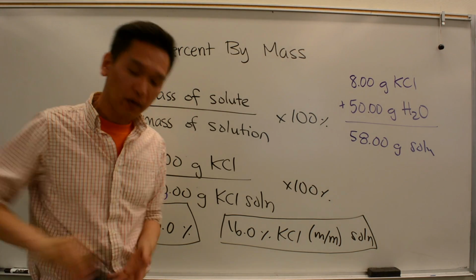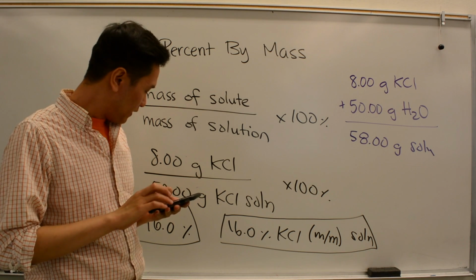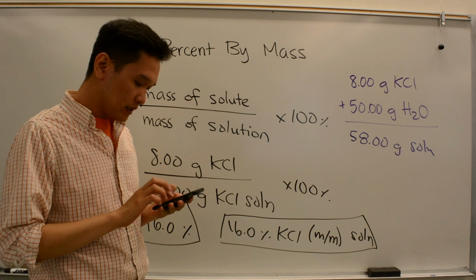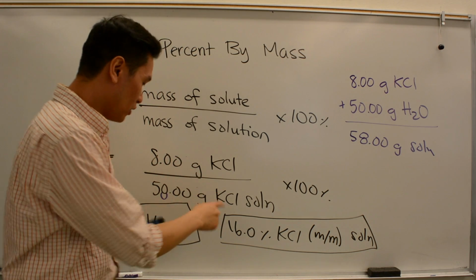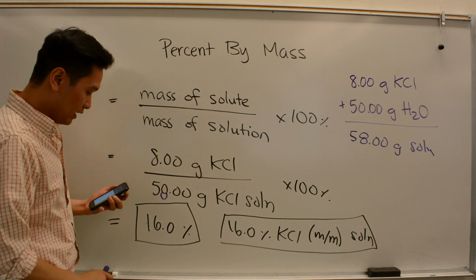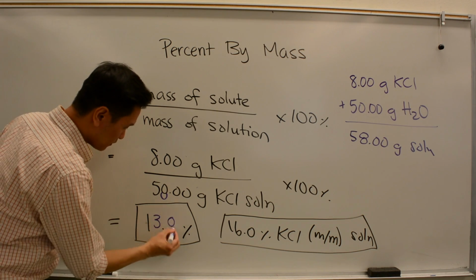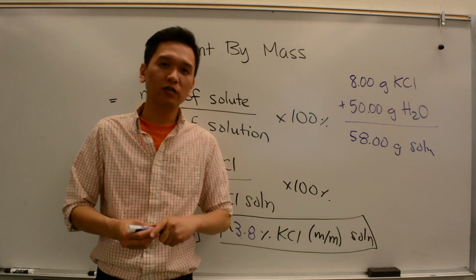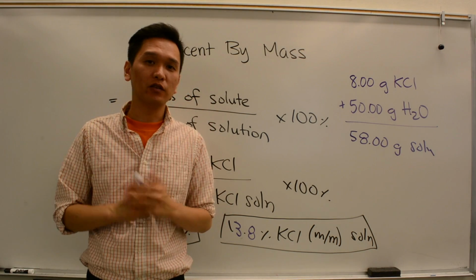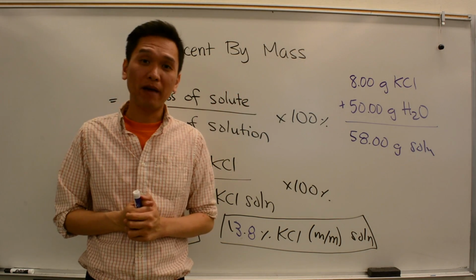So if we were to do this problem, that's 8 divided by 58 times 100. So if that was the problem, the answer is no longer 16, it's actually 13.8. Okay, so those are two different ways for you to compute the percentage of solution mass by mass.